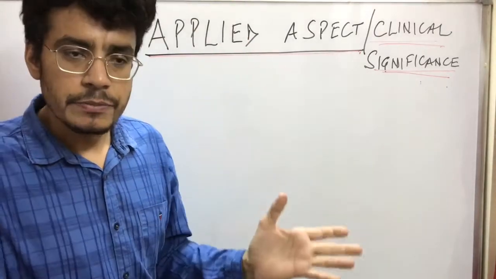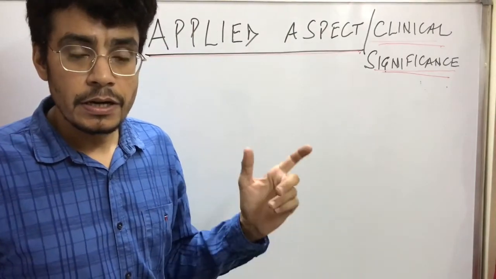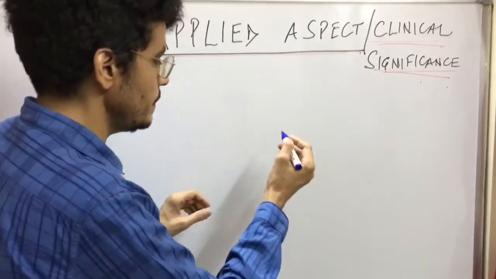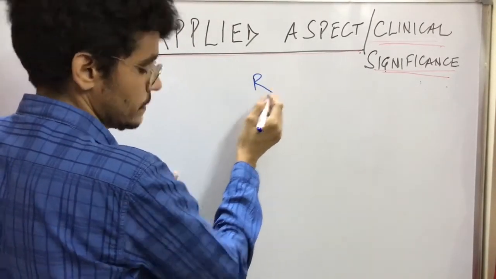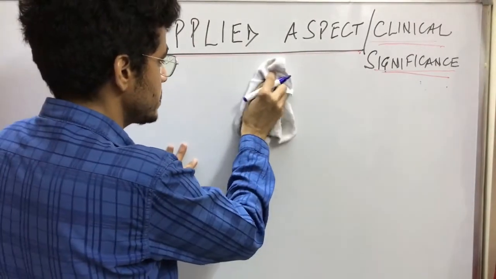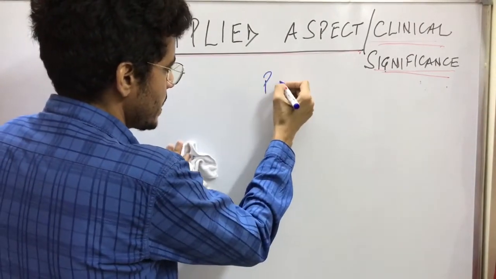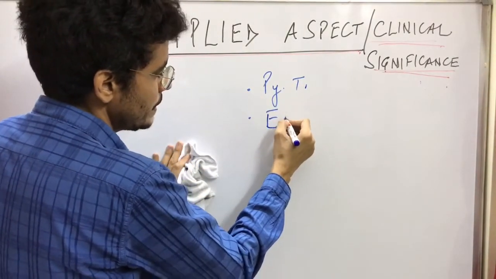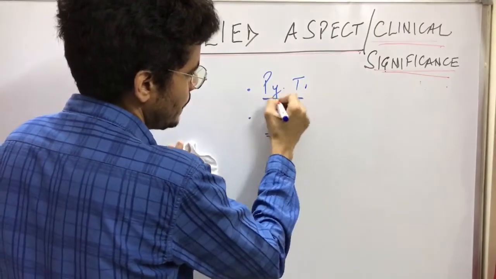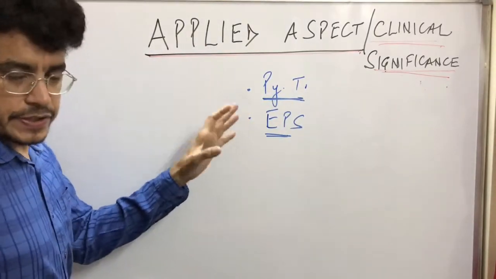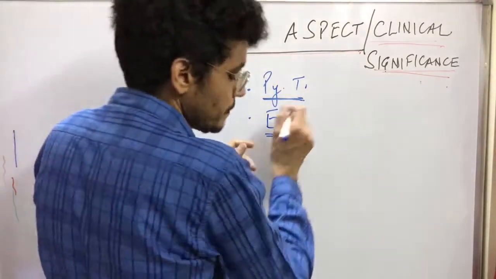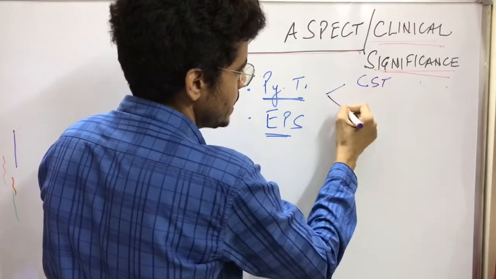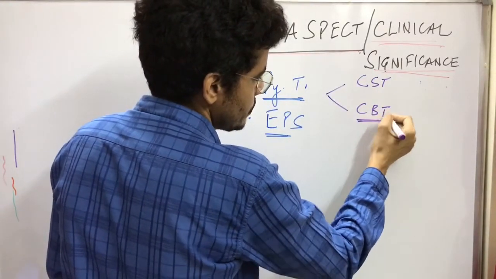So, in the motor system, the descending tracts, there are broadly two. One is the pyramidal tract, the pyramidal system. The second one is the extrapyramidal system. Now, a bit about these, the pyramidal and extrapyramidal. What are the pyramidal tracts? The corticospinal tract and corticobulbar tract, right? There is no need to repeat it again and again.